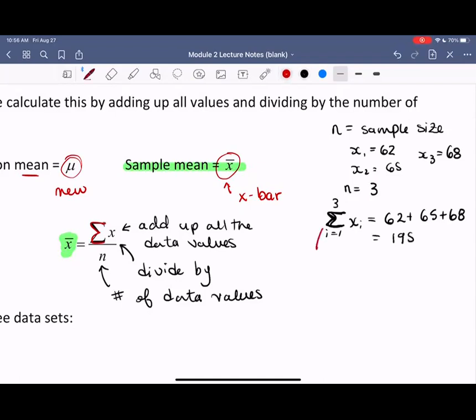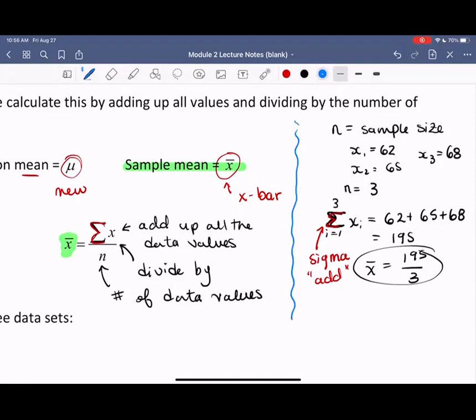And again, just notation, this symbol here is called sigma. And we should just note in our brain that means to add up something. What? Well, in our case, all of the data values. So for us, our X bar would equal that 195 over 3. And that would be our average. So I'll make a little box over here to signify that that was our example.